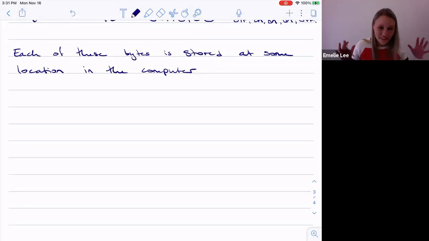Okay. They're in the computer. Oh yeah, and that location, of course, is called its address.